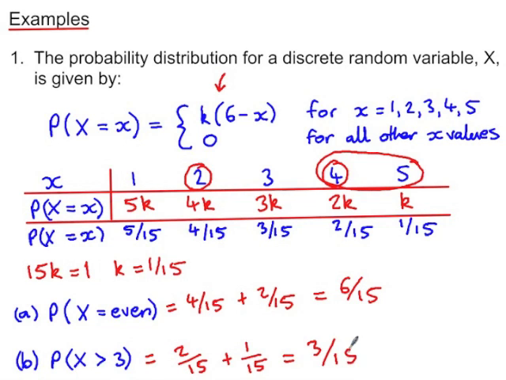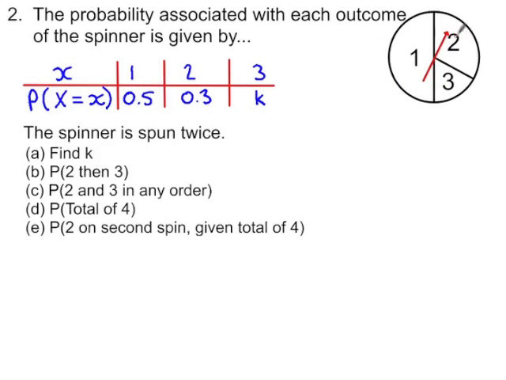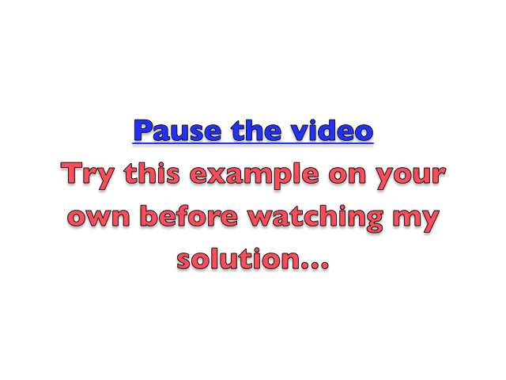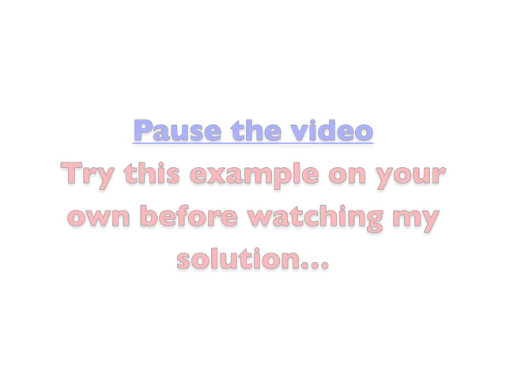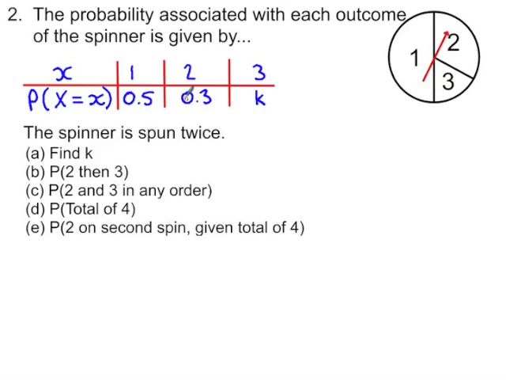out of 15. This time we have a spinner and we have the values of 1, 2 and 3 on the spinner and associated probabilities. The probabilities need to total 1, so our k value is 0.2.